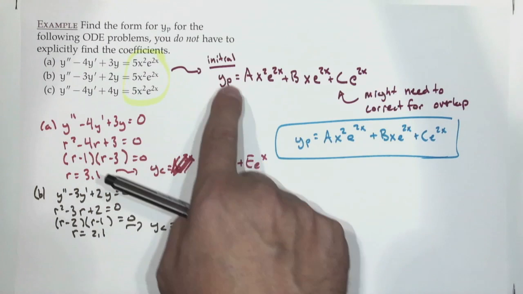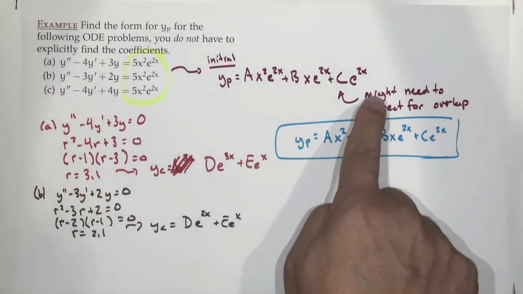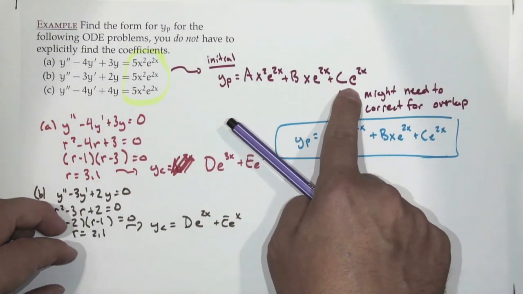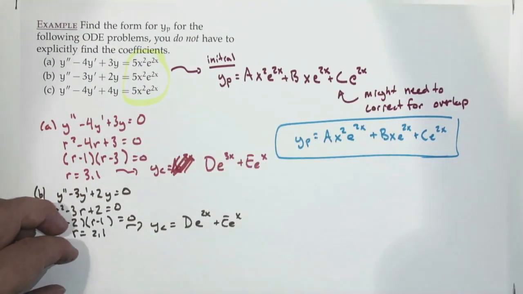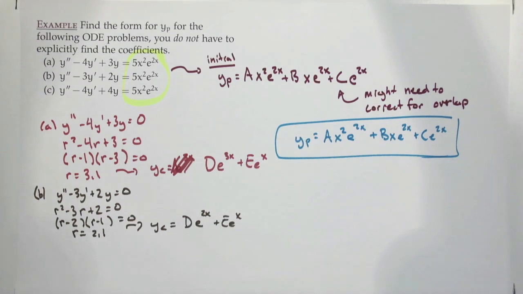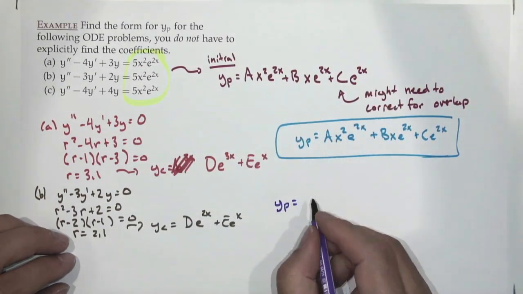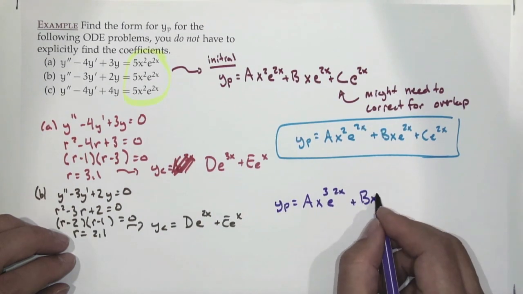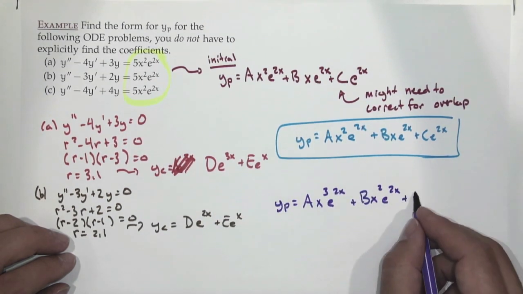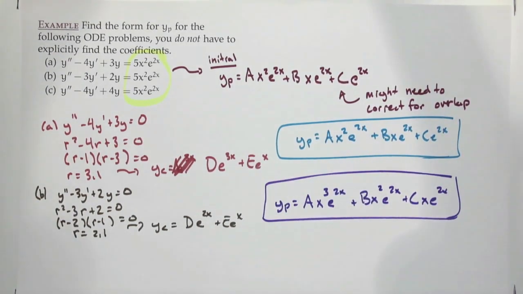So what do we need to do to fix our initial guess? Bump it up. So we're going to be bumping up everything. We don't just bump up this piece, because if we bump up this piece, then that one matches. We've got to bump that one up. So you have to bump up the whole chain. Everything moves one step up the ladder. So our answer, just multiply by x: Ax cubed e to the 2x, Bx squared e to the 2x, and Cx e to the 2x. All right, one more to go.